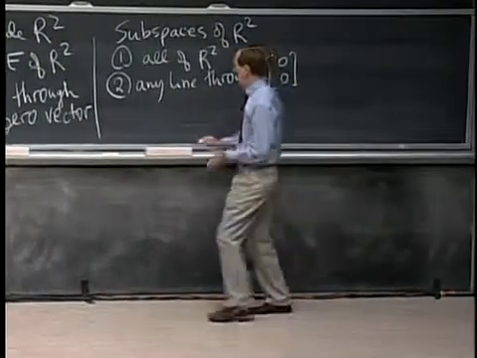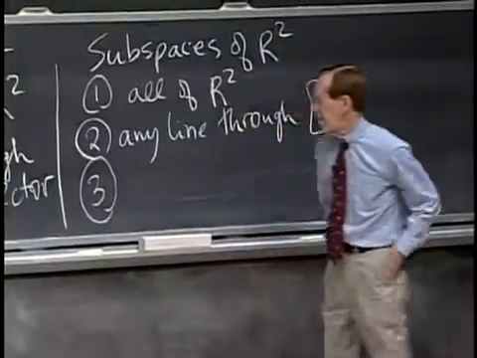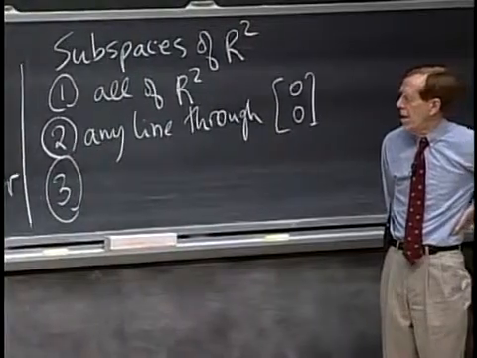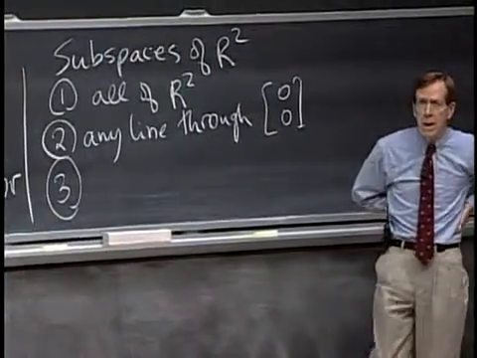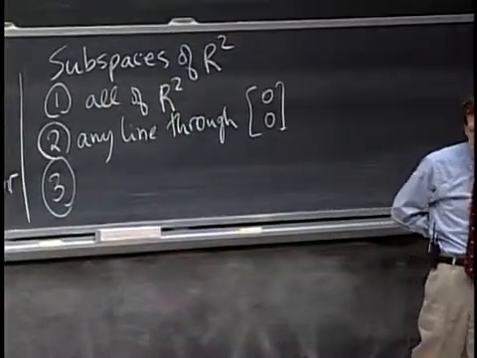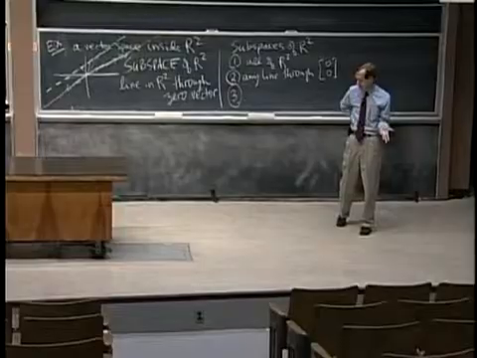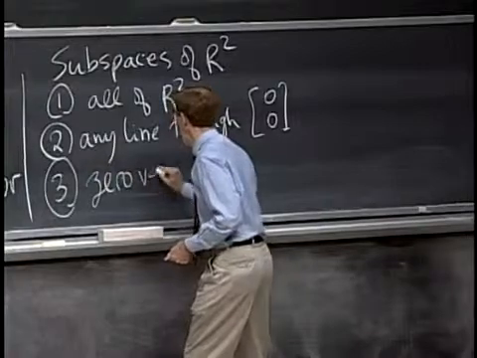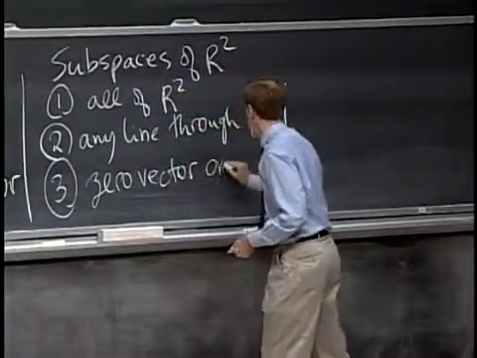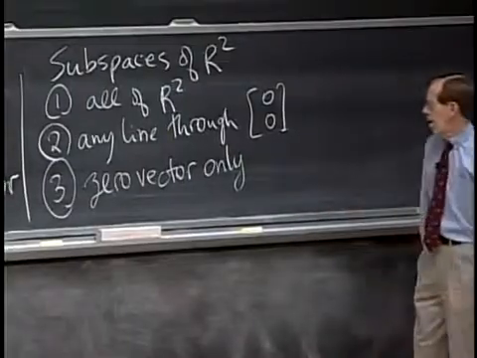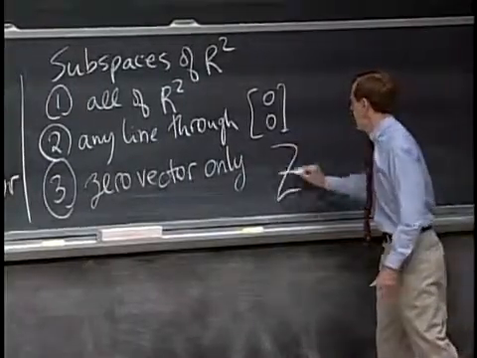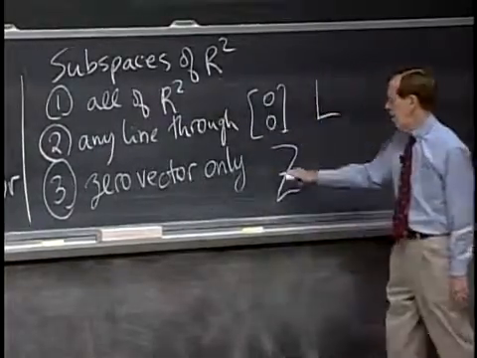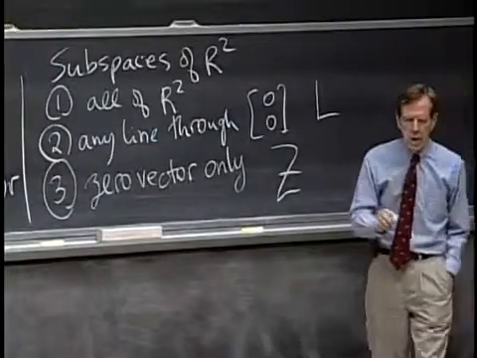Okay, and now there's a third possibility. There's a third subspace of R2 that's not the whole thing, and it's not a line. It's even less. It's just the 0 vector alone. The 0 vector alone, only. I'll often call this subspace Z just for 0. Here's a line, L. Here's a plane, all of R2. So do you see that the 0 vector is okay?